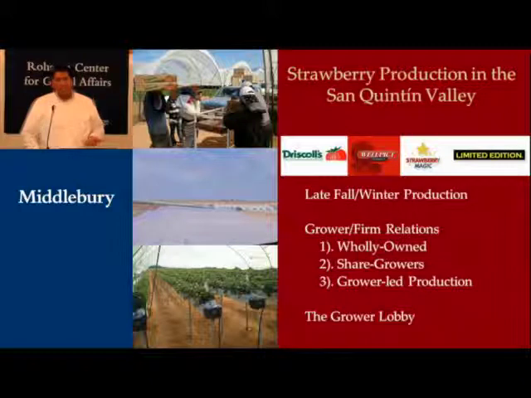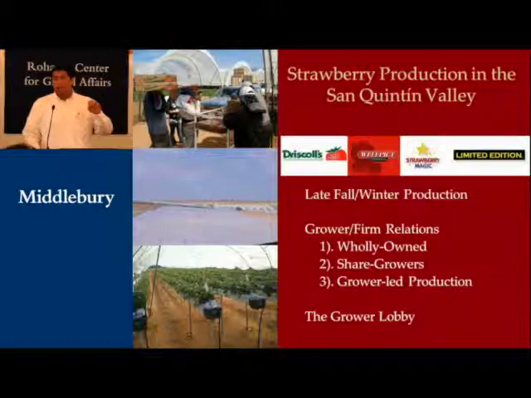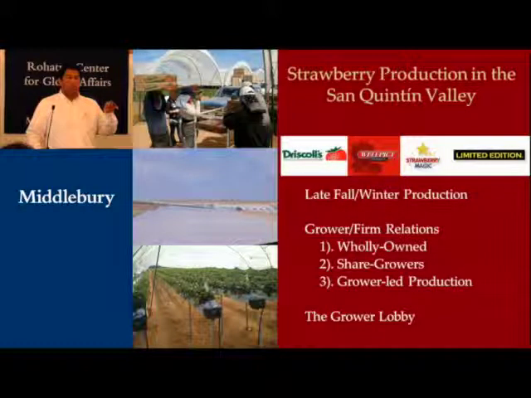The second step is what firms refer to as a share grower, not sharecropper, share grower, in which they take an established grower, frequently from the United States, set up the system for them, and then lease the land and the water harvesting technologies that are associated with that piece of land. And then, again, the grower is mandated to sell the strawberries to them.